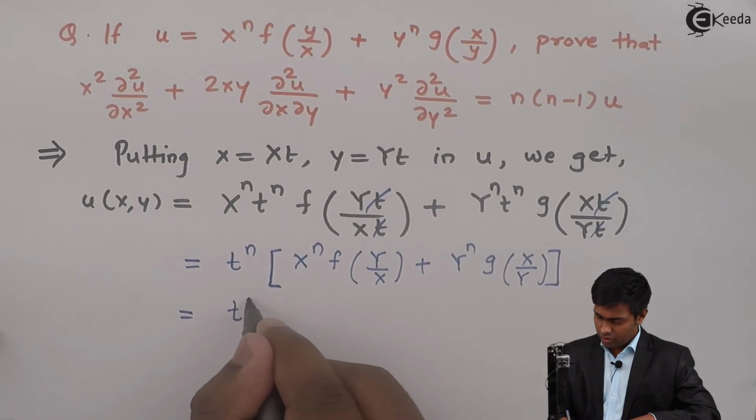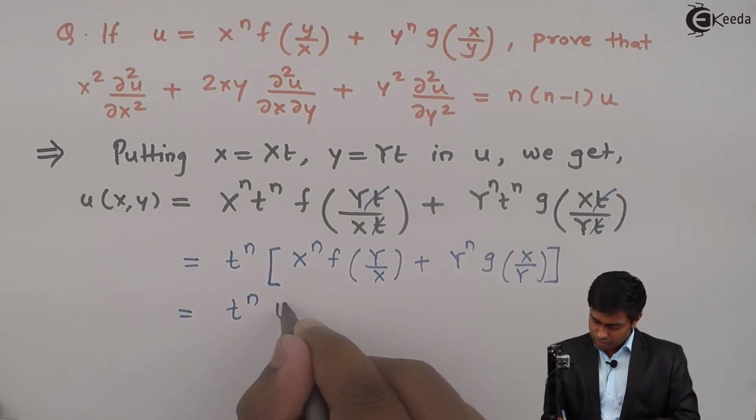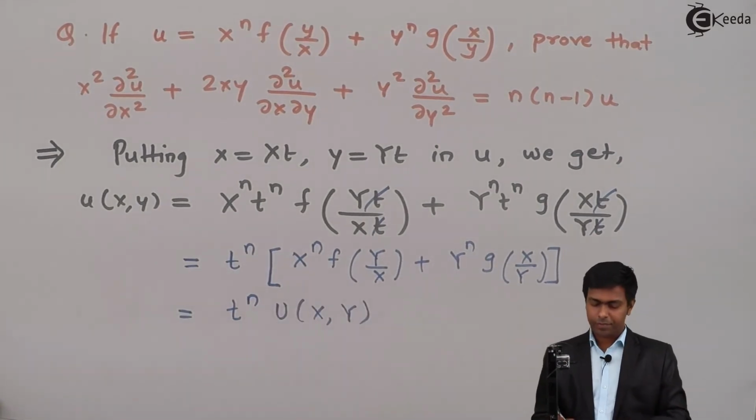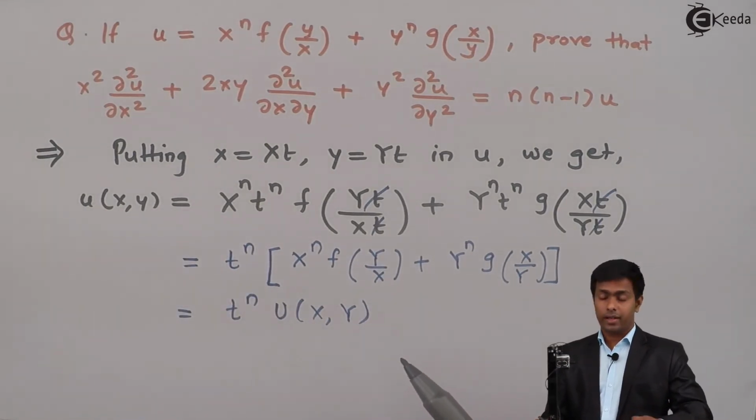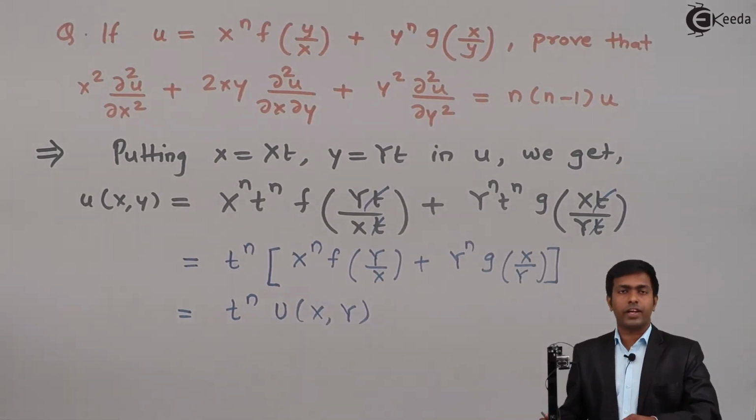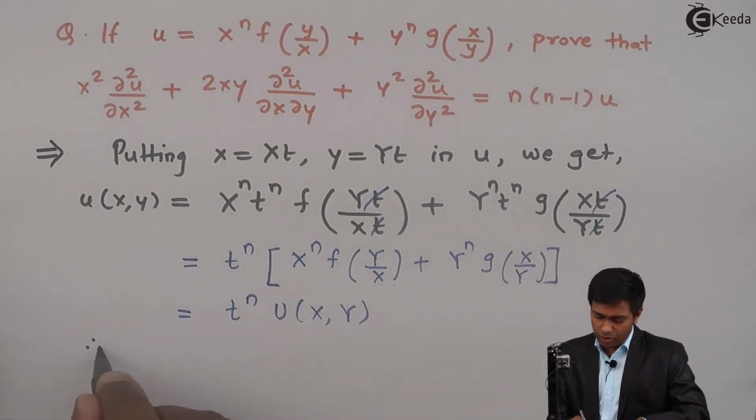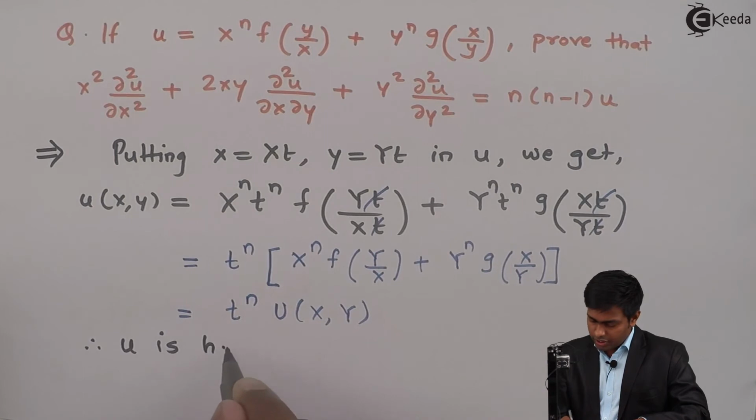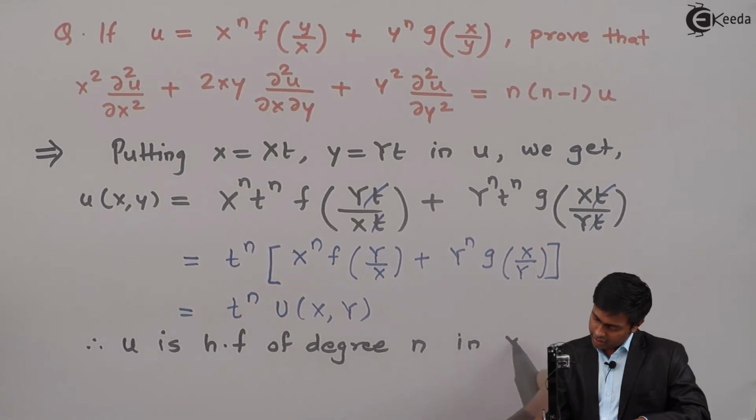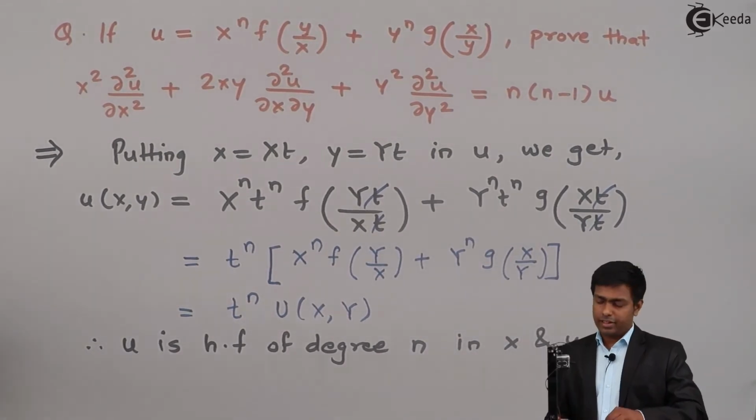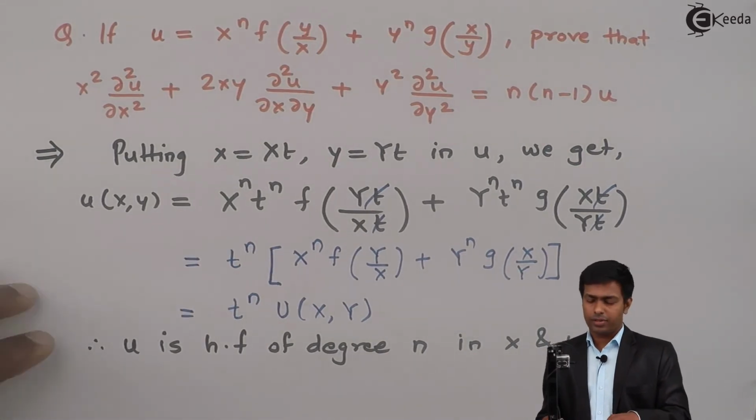So we are getting this original function back. So we are getting u of x comma y. Therefore the value of u of x comma y is equal to t raised to n u of x comma y, and therefore u of x comma y is a homogeneous function of degree n. So therefore u is a homogeneous function of degree n in x and y, and therefore we can apply the corollary of Euler's theorem over here.